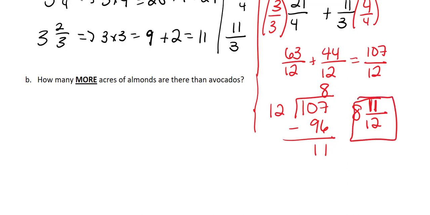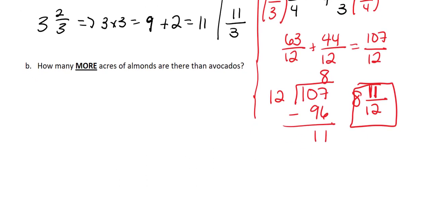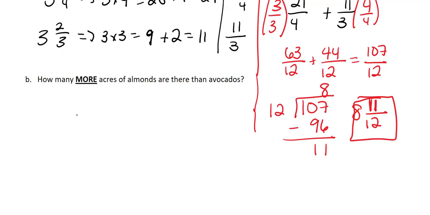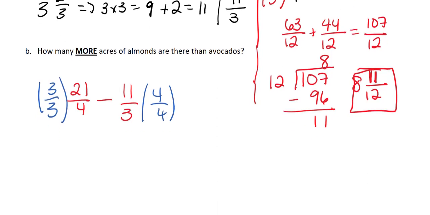So how many more acres of almonds are there than avocados? So now we're looking at almonds, which are 5 and 1/4. So the 21 over 4. And then we're going to subtract this 11 over 3. Well, it's going to be the same thing. We're just going to multiply each one to get a common denominator. So that just becomes 63 over 12. Now minus 44 over 12.